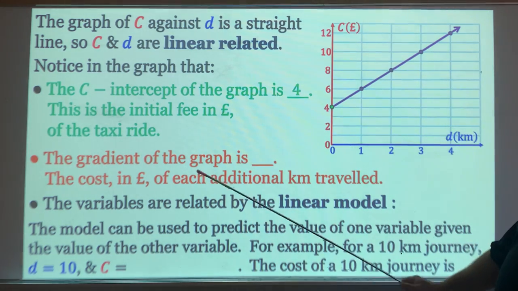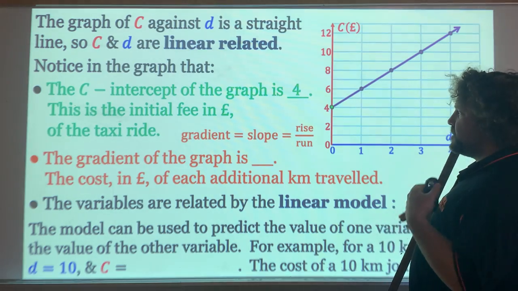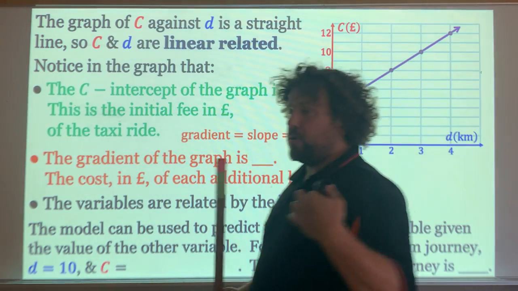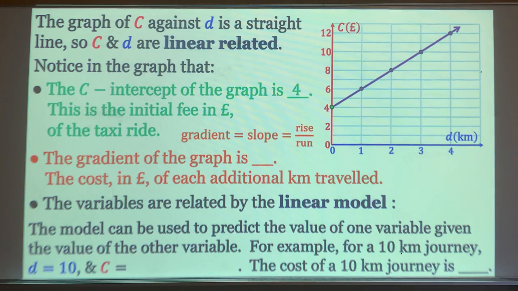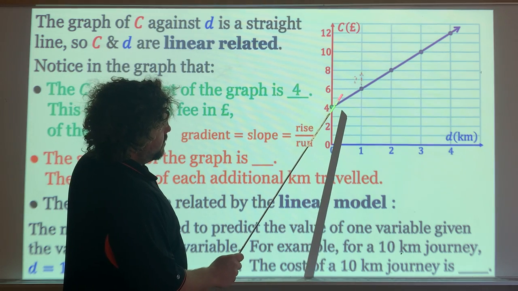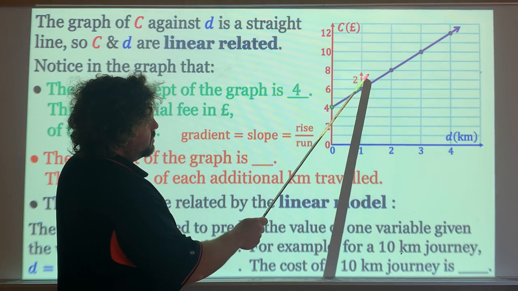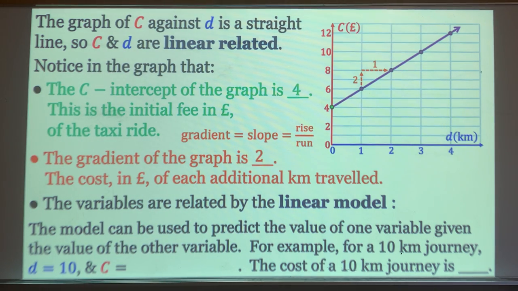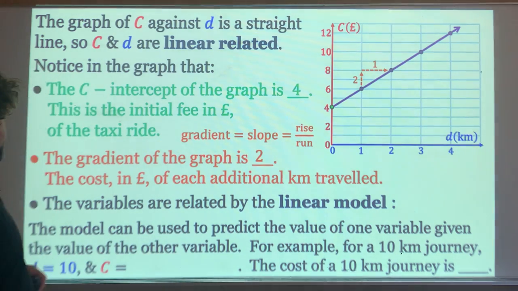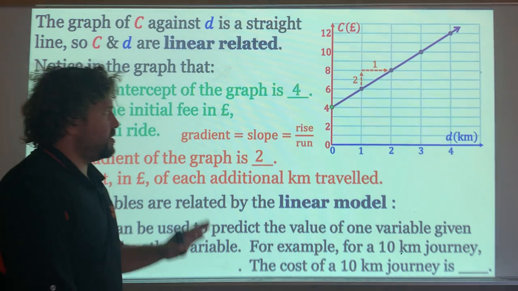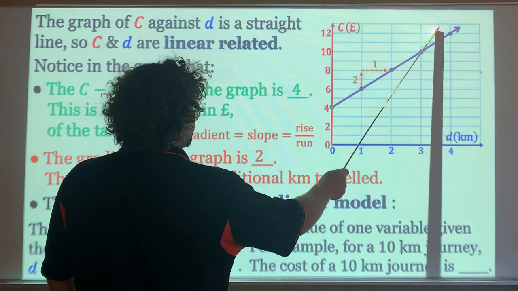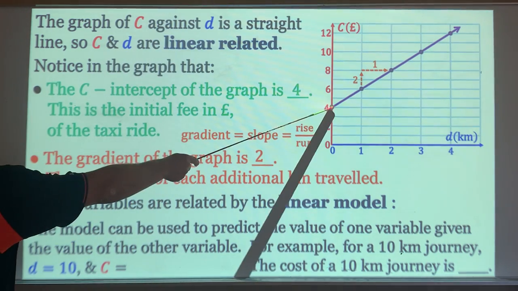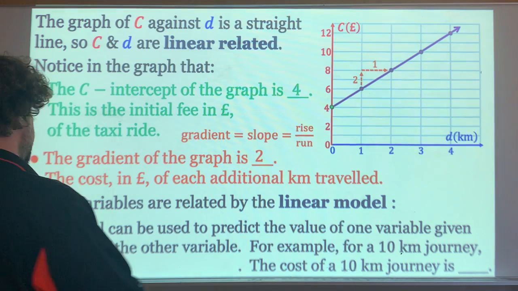Another word for gradient is slope. Your slope is rise over run, also called gradient. So when we're finding the slope, what is the slope of this graph? Let's look at rise over run. It doesn't matter which 2 points, I go up 2, and then I run 1. So my slope, or my gradient, is 2 divided by 1, 2 over 1, or 2. That's the cost of each additional kilometer traveled. So to get to each point, up 2 over 1, up 2 over 1. I could have done it here, but then my lines get mixed up. It's just for aesthetic reasons.